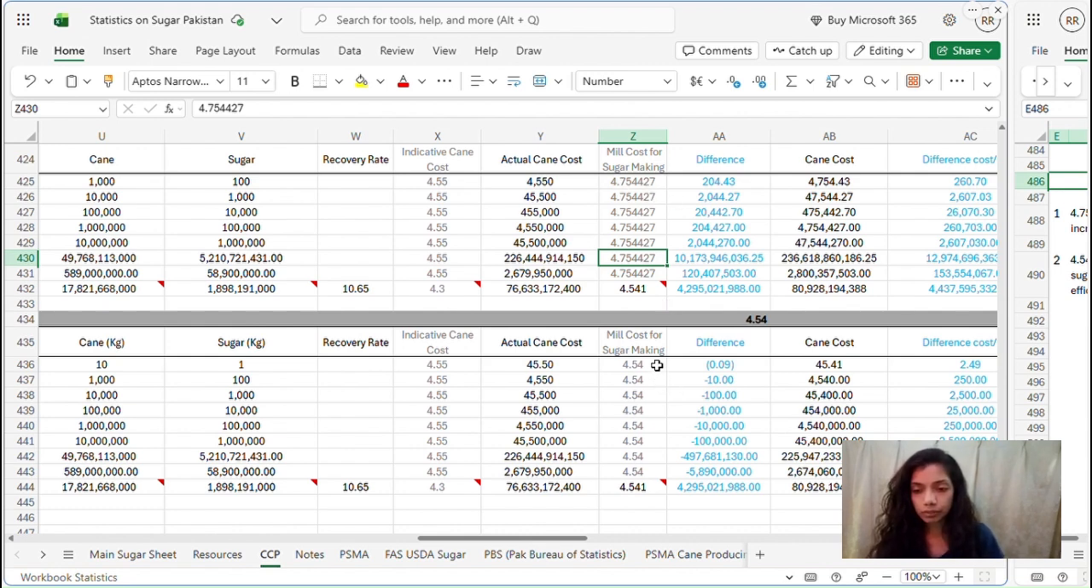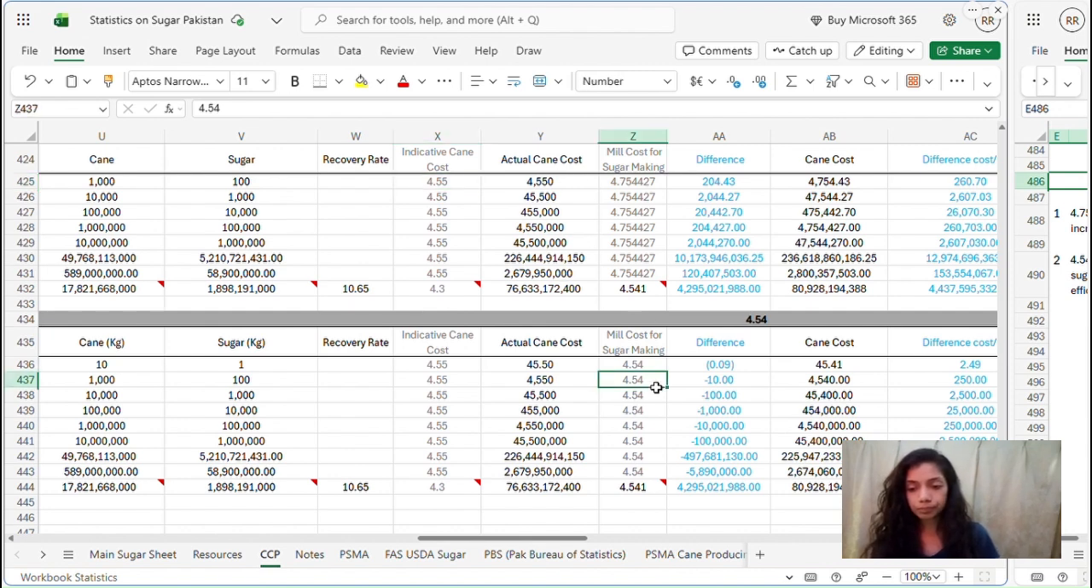So we were here, how we arrived at 4.75, and that we have discussed in detail in a previous video. Now we have changed this number to 4.54. Now how did we arrive at this number? So now these numbers are same, 4,550, 4,550, right? These are the indicative cost per kg cane, 4.55, 4.55. So this is all same.